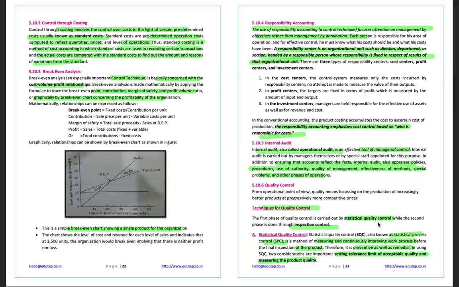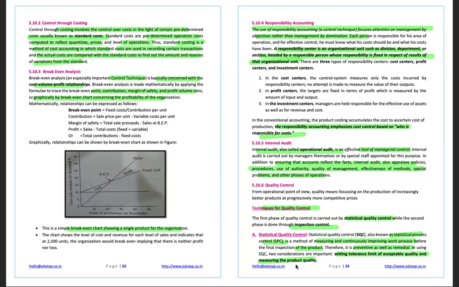Quality control, statistical quality control, while the second phase is done through inspection control. Statistical quality control में है कि it is a method of measuring and continuously improving work process before the final inspection of the product. Therefore, it is preventive as well as remedial. In using SQC, two considerations are important: setting tolerance limit of acceptable quality and measuring the product quality.